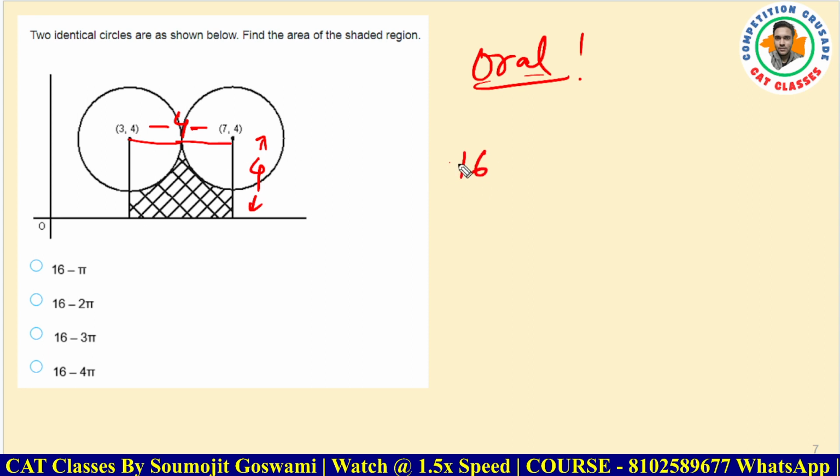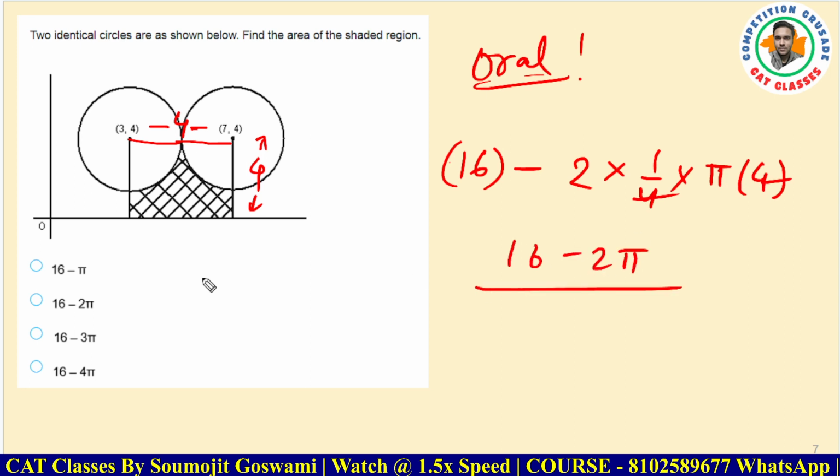Area of the square is 4 square, 16, minus the 2 quadrants, which is 2 into 1 by 4 into pi r square, which is radius. You know, from 3 to 7 is 4, so half of that is 2. So this is going to be 4 only. 2 square is 4. 4 and 4 cancel. 16 minus 2 pi. This is the answer. Okay, this was an oral question.